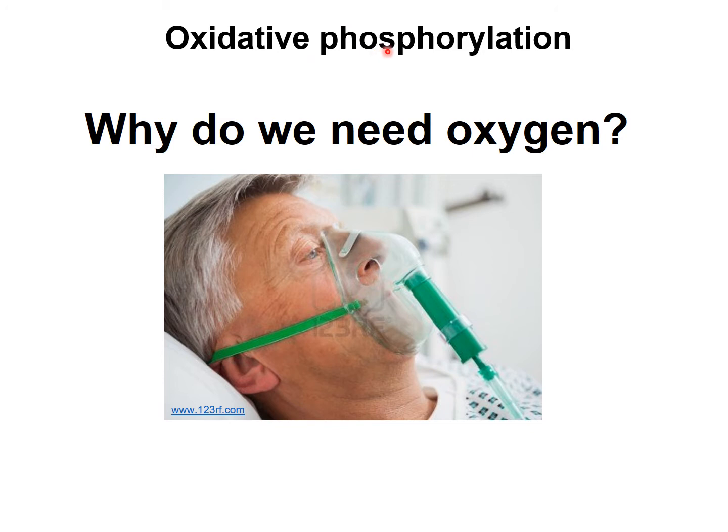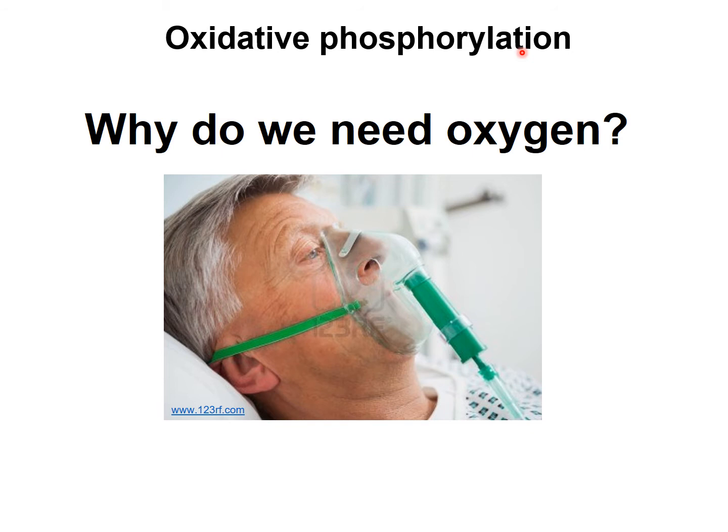From the name, it tells you that it is an oxidation process which requires the presence of oxygen, and it is also a phosphorylation process, which means the addition of a phosphate group. So what is being phosphorylated over here? Yes, the ADP is being phosphorylated to become the ATP, which is the energy currency for the cell.